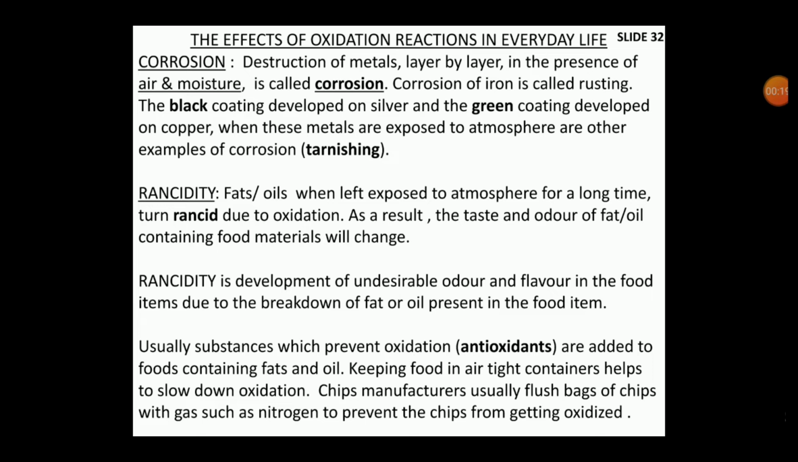The black coating on silver and the green coating on copper are other examples of corrosion. Destruction of metals layer by layer in the presence of air and moisture is called corrosion. Corrosion causes damage to car bodies, bridges, iron railings, ships, and to all objects made of metals, especially those of iron. Corrosion of iron is a serious problem. Every year, an enormous amount of money is spent to replace damaged iron.